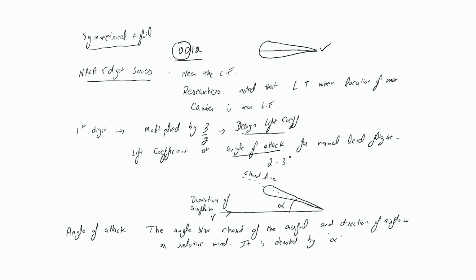Alright, so here angle of attack is the angle between the chord line as well as the direction of the airflow. Now while defining the first digit, I mentioned you have to multiply it by 3/2. That will give us the design lift coefficient, the lift coefficient at the angle of attack for normal level flight. So generally for level flights, the angle of attack is usually around 2 or 3 degrees. Now this was about the design lift coefficient as well as the angle of attack.